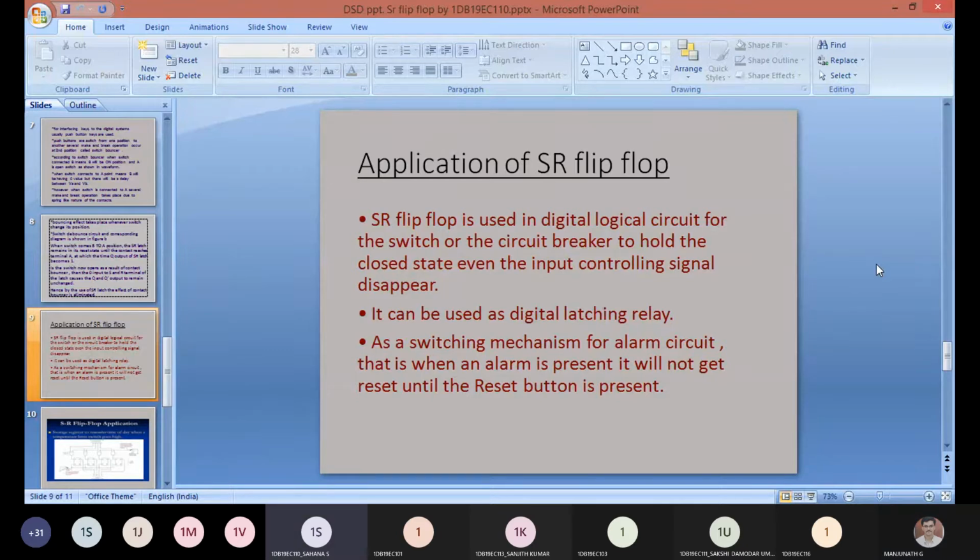Application of SR flip-flop. SR flip-flop is used in digital logic circuits for a switch or circuit breaker to hold the closed state, even when the input controlling circuit disappears. It is used as a digital latching relay as the switching mechanism in an alarm circuit. That is, when an alarm is present, it will not get reset until the reset button is pressed. Next.